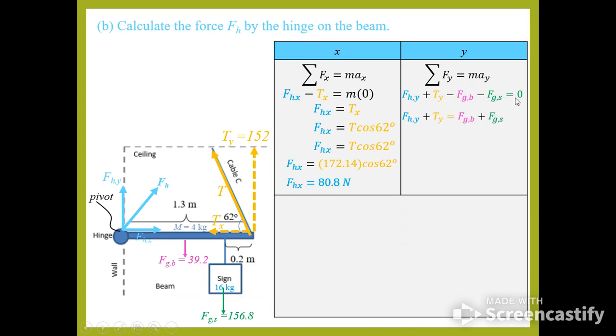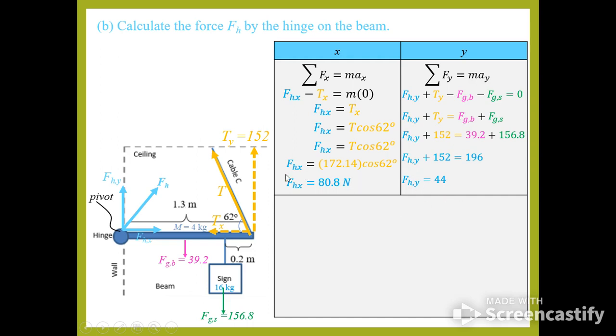And then from here, we just do calculator work. Okay, so if you plug in everything you know, again, Ty I solved for you already in this diagram. If you do T sine of 62, using the T value from part A, you get 152. And then the weight of the beam and the weight of the sign is pretty straightforward. It's just mass times acceleration due to gravity. And then from here, the only thing unknown is the FH in the vertical direction. So we solve for FHy, and you'll get 44.